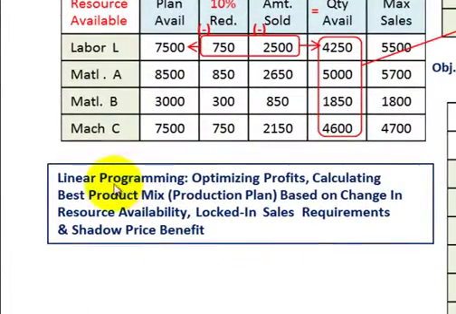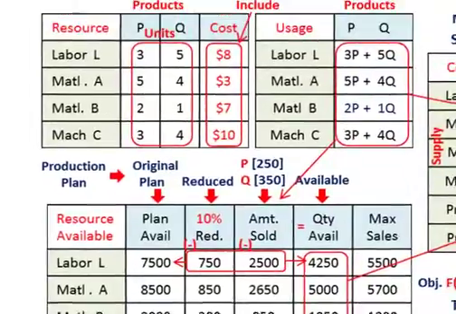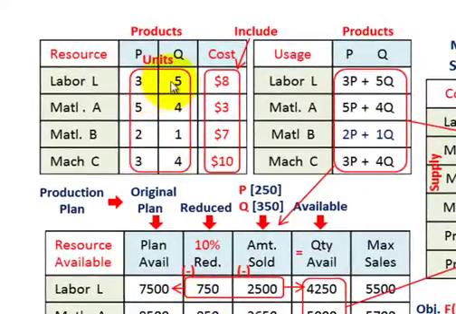What we're going to be going over here is a linear programming problem where we're going to be optimizing some profits, and we're going to be calculating the best product mix based on some production plan. It's going to be based on changes that we have in our resource availability. Also, we're going to have some locked-in sales requirements, and then we're going to explore the shadow price benefit for this example.